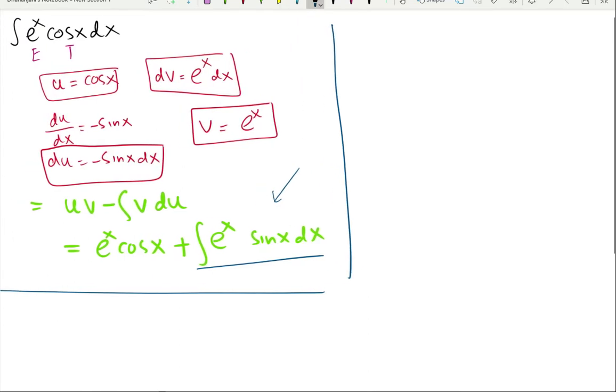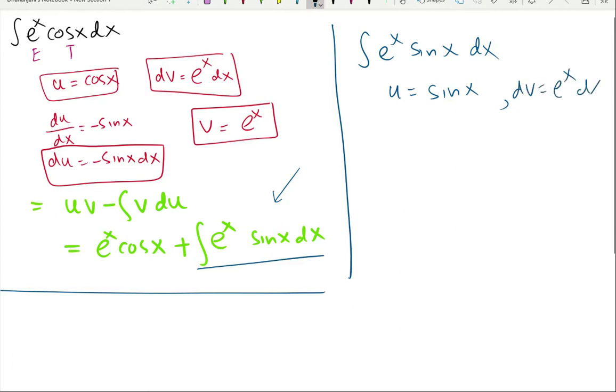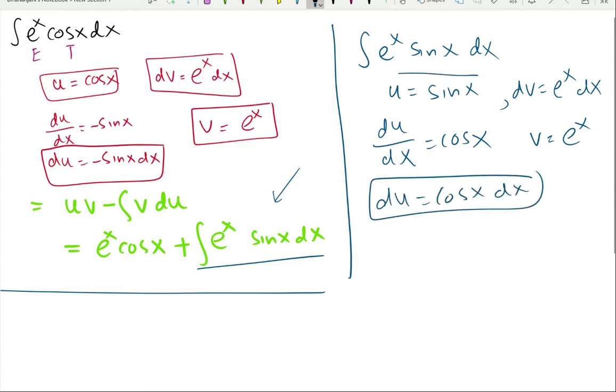So let's think of e to the x sine x as a new integral and integrate it. So u is again going to be sine x, dv is e to the x dx, du over dx is cosine x, here the derivative of sine is cosine, v is e to the x. Now du means cosine x dx. So again we have the tools that we need.